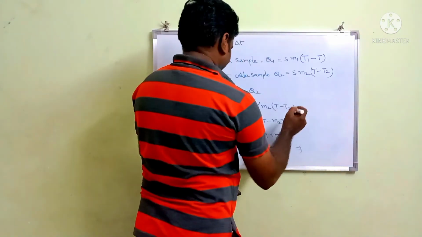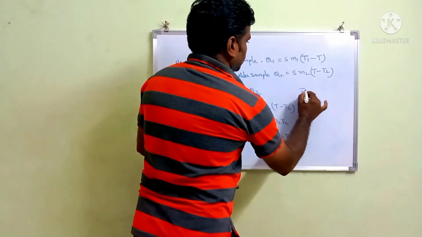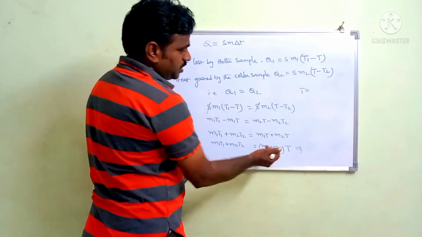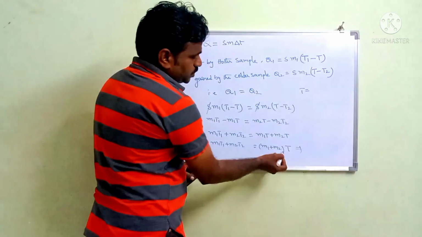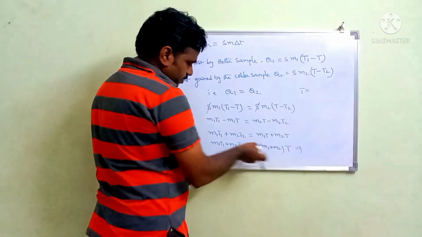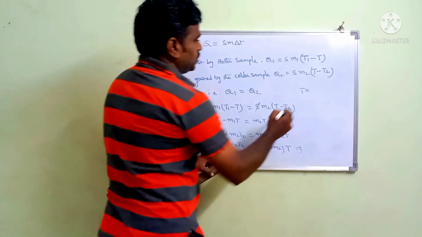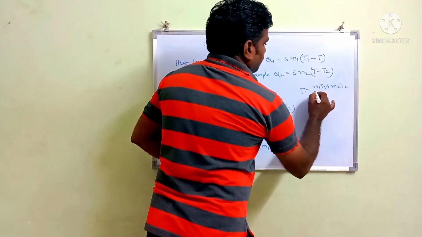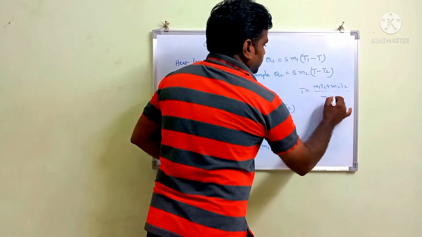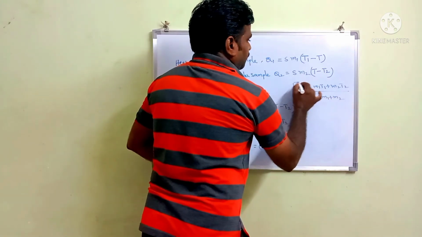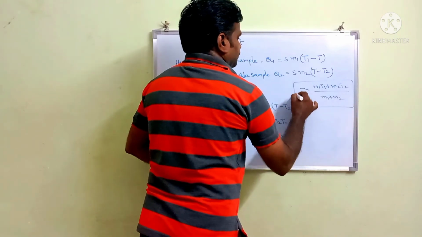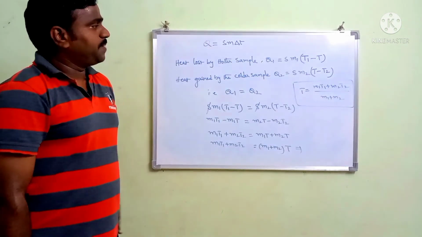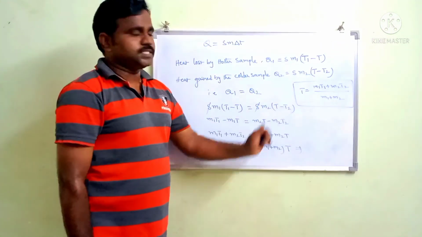So finally we can write the formula, that is T is equal to, this m1 plus m2 comes to this side, it is divided, because on this side it is multiplied. So m1 plus m2 comes to this side and divides the equation. So m1 T1 plus m2 T2 divided by m1 plus m2. This is the final temperature formula: T is equal to (m1 T1 plus m2 T2) by (m1 plus m2).